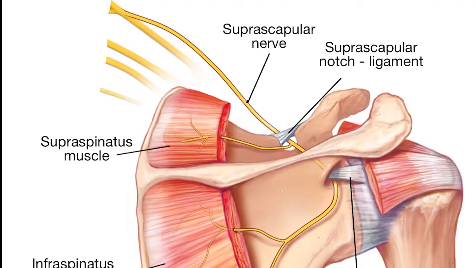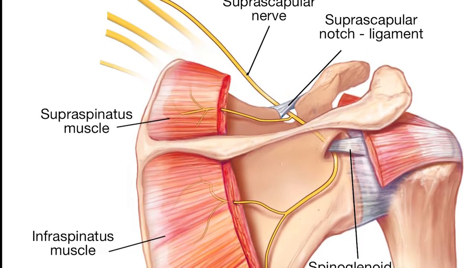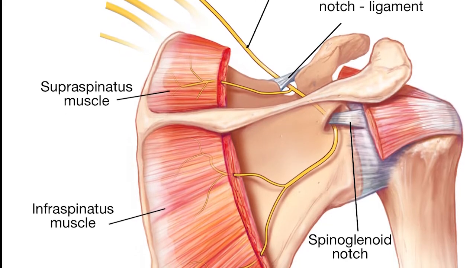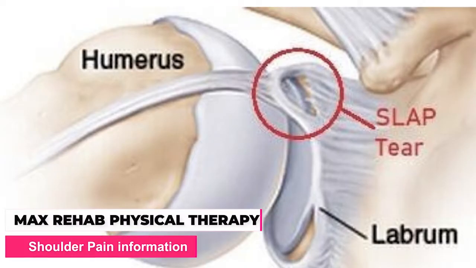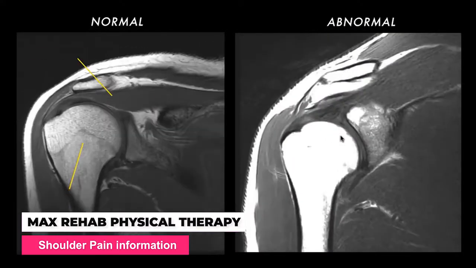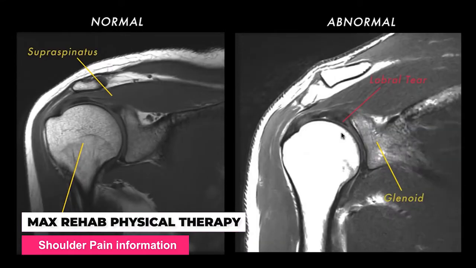The fourth one is the impingement syndrome. Impingement syndrome occurs where one of the tendons of the rotator cuff muscles, which is the supraspinatus tendon, is trapped between the bones of the shoulder joint, which will give you immense pain and swelling in the shoulder joint.